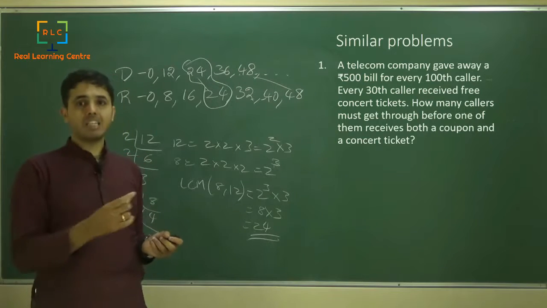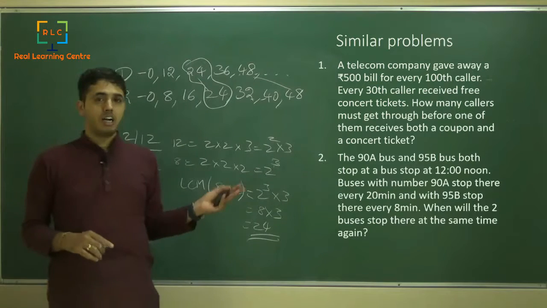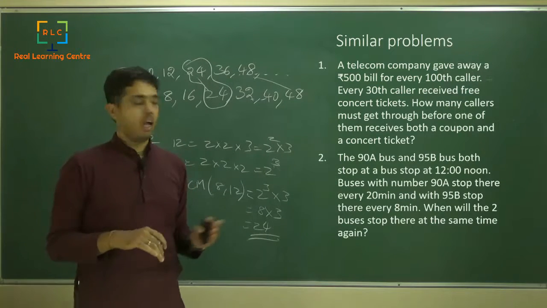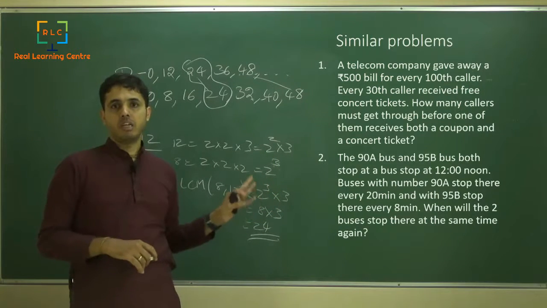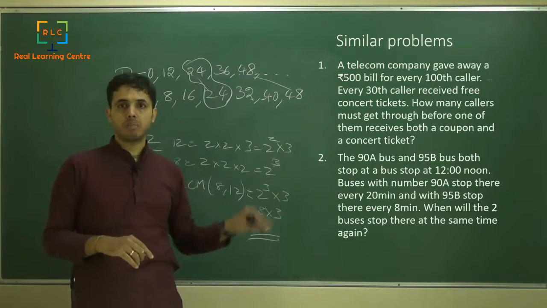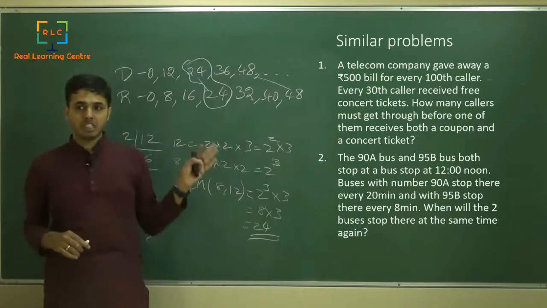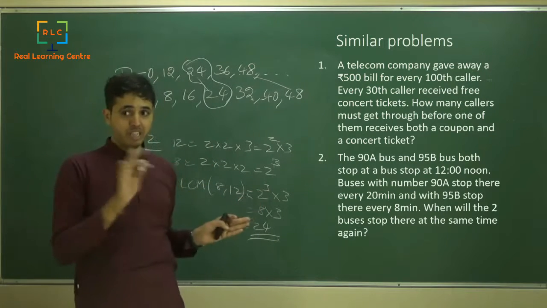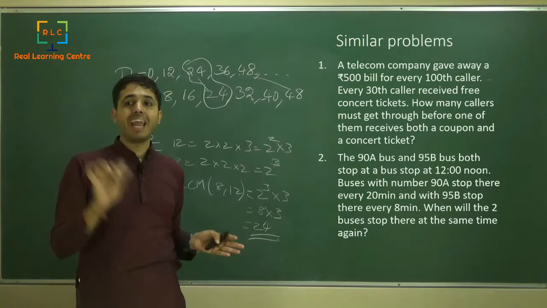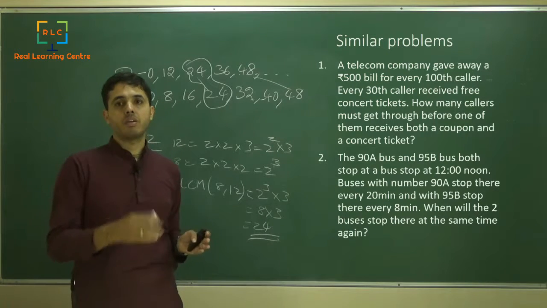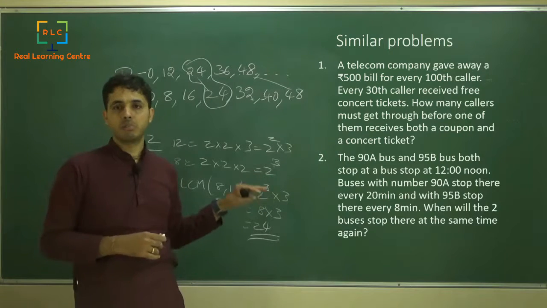Now we will see another interesting problem. The problem is as below. There is a particular bus stop, and the bus with number 98 and the bus with number 95B both stopped at this bus stop at 12 noon. Buses with number 98 stop here every 20 minutes, and 95B stops every 8 minutes. Okay, frequency. Every 20 minutes you get a 98 bus at this stop, and every 8 minutes you get a 95B bus at this stop.